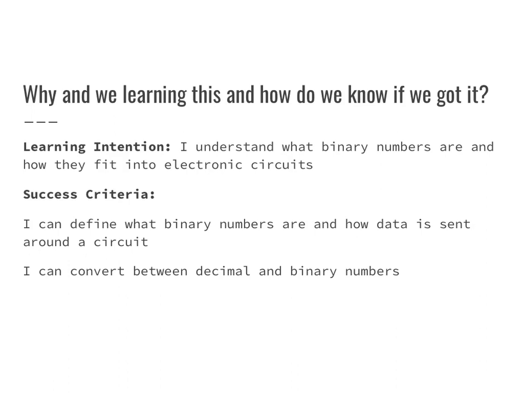So, what are we learning and how do I know if I've got it? Well, our learning intention today is to understand what binary numbers are and how they fit into electronic circuits. So your success criteria, if you can define what binary numbers are and how data is sent around a circuit, so if you can tell me or just define what they are and tell me how they get sent around, success criteria number 1. Success criteria number 2 is about being able to convert between decimal and binary numbers, and we're just going to look at some basic conversions.